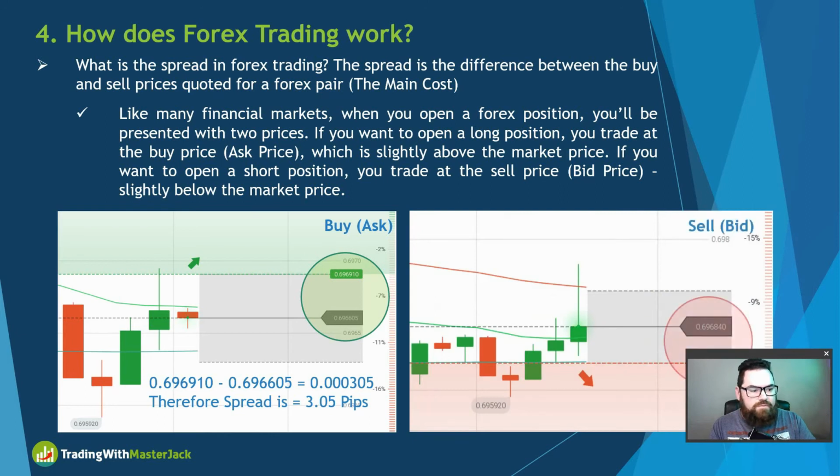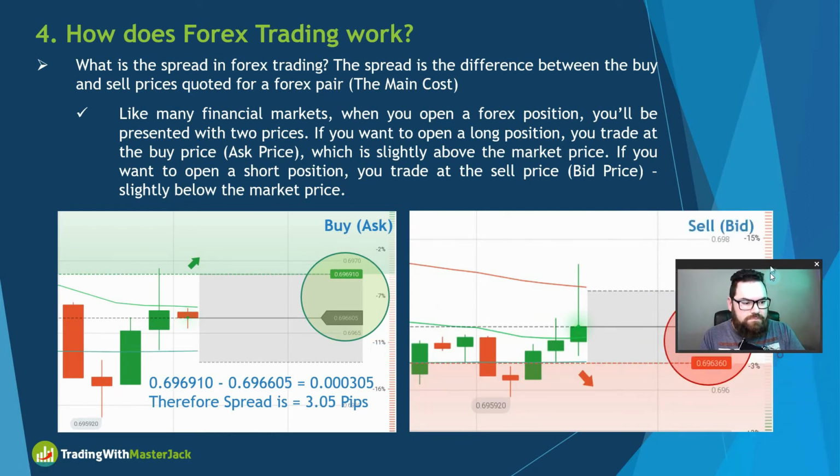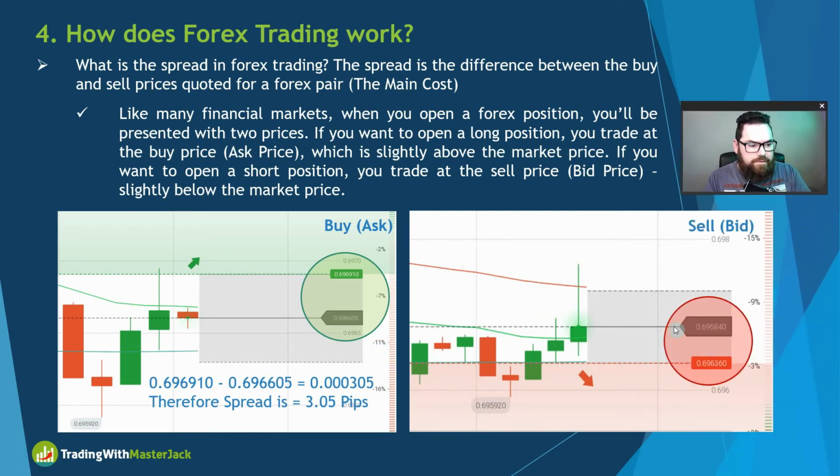Here's an example of the sell or bid. Just move this one up. And there you have it. There is the market price, what the market price is trading at, and this is the bid price. And to calculate that, you would simply need to take the market price and minus the bid price, and that is the spread then. In this example, it is 4.8 pips.